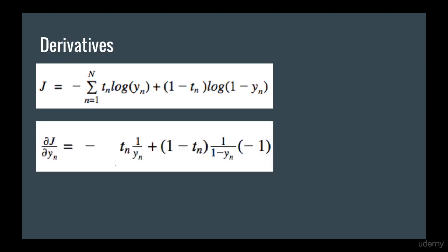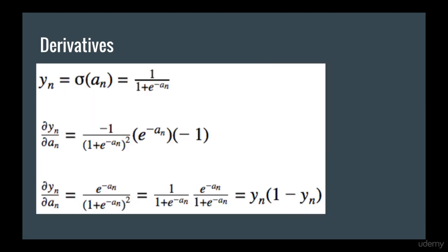So let's do that. The derivative of J with respect to y is just t of n over y of n minus 1 minus t of n over 1 minus y of n. This is because the derivative of the log is just 1 over the thing inside. Next, we need to find the derivative of the sigmoid. The first step is to use the division rule, so we get -1 over the thing on the bottom squared. Then we take the derivative of the thing on the bottom. Notice how we can express this all in terms of y, since if we separate the terms, we get 1 over 1 plus exp of minus a, which is equal to y, multiplied by exp minus a over 1 plus exp minus a, which is equal to 1 minus y. So in total, we get y times 1 minus y.